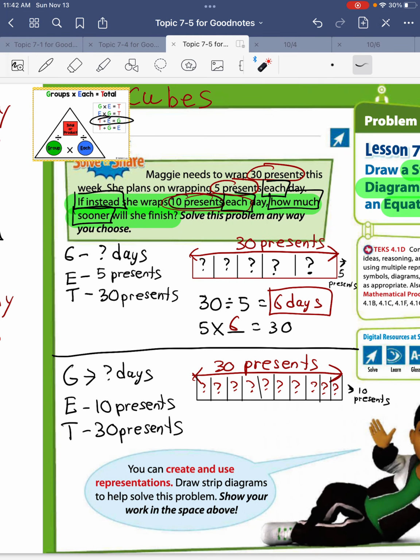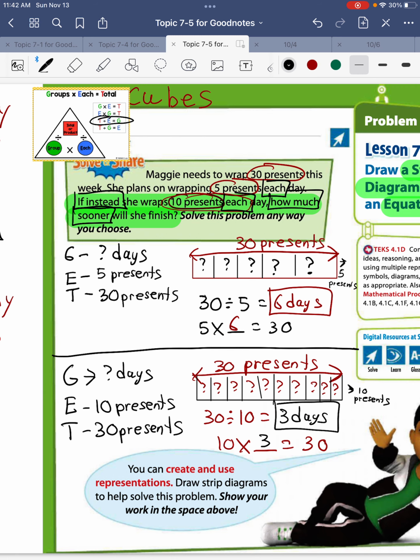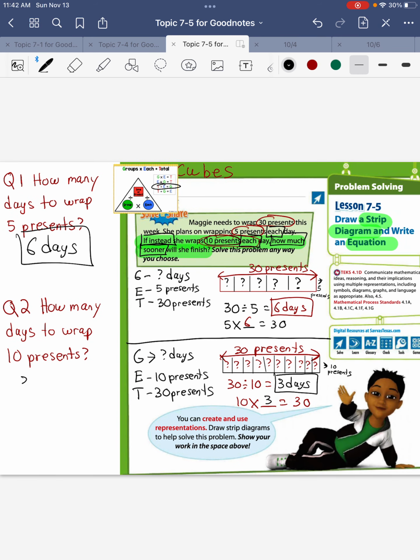So going back to my picture again, I know my total, I know my each, but I do not know my group, so I'm going to divide. So I'm doing 30 divided by 10. And again, we're just going to use our basic facts. So what times 10 will give me 30? That will be 3. So I know it's going to be 3 days. And I'm going to put here 3 days.